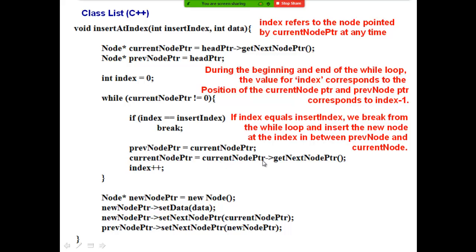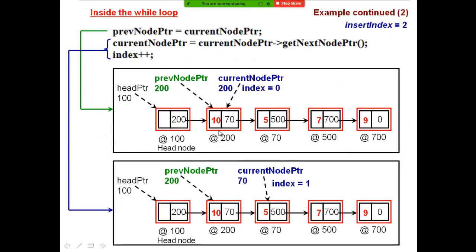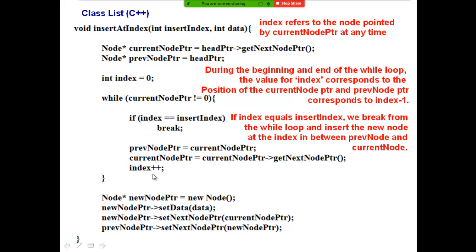So current node pointer arrow get next node pointer will return you the address of the node next to the current node. So that's stored in the next node pointer member variable in the node class. So the 70 will be now the value of current node pointer, and you also increment index from 0 to 1, and then continue the process. So current node pointer is 70 not equal to 0, that's true. So come inside, index is 1, insert index is 2, they are not the same, so continue further down. That means you have not yet reached the index where you want to insert.